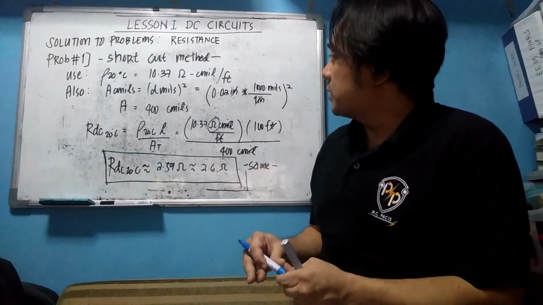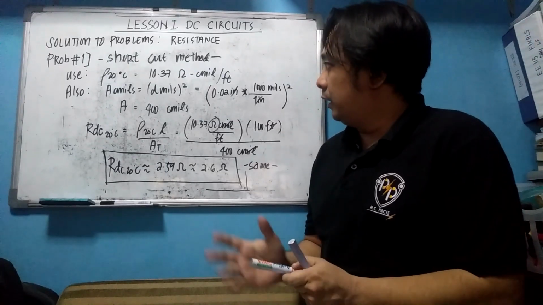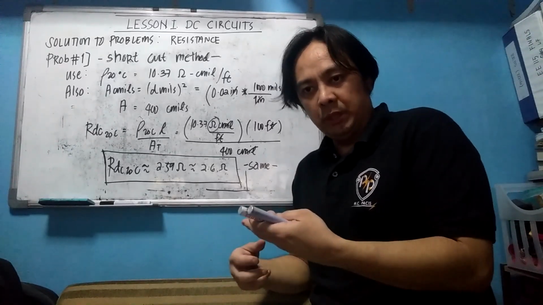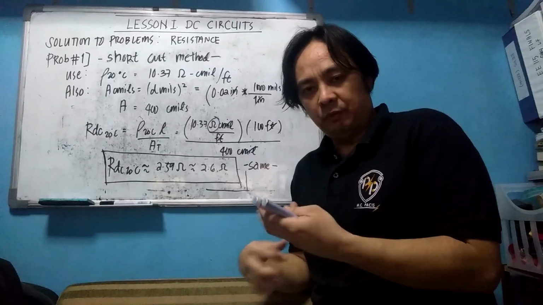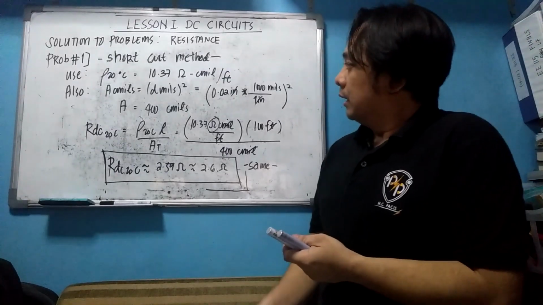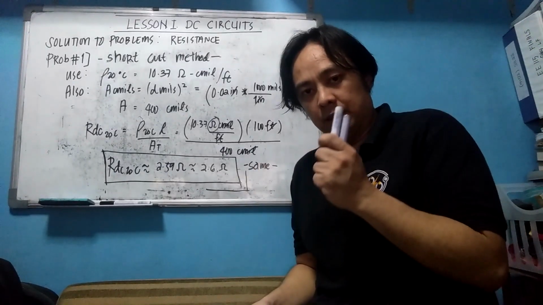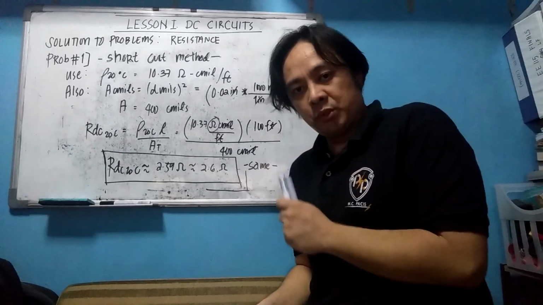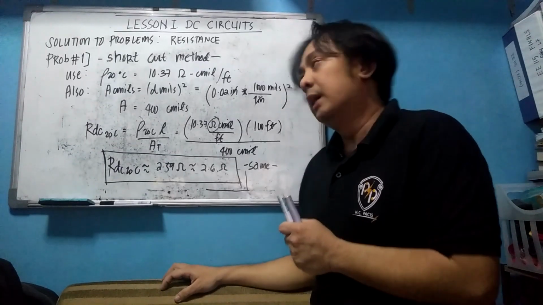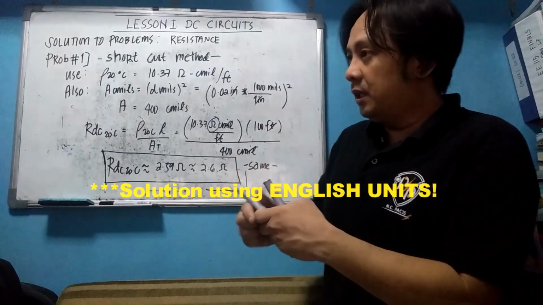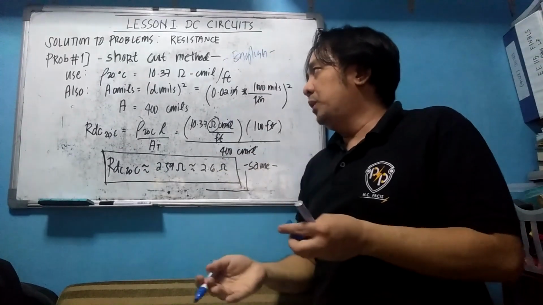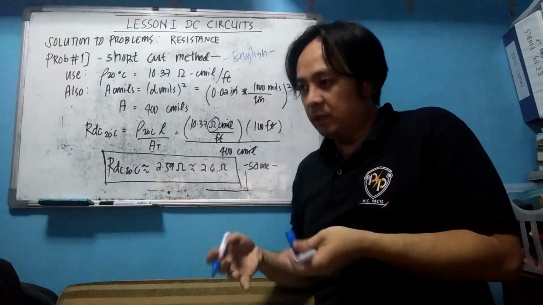Now we will discuss the shortcut method, the alternative way to solve problem number 1. In the long method, we used metric units and converted two parameters: first the length, then the area, and then solved for the resistance. In this method, we will only use the basic formula for the area that we have discussed in the basic principles. The shortcut method uses English units, in terms of inch, mils, or feet.